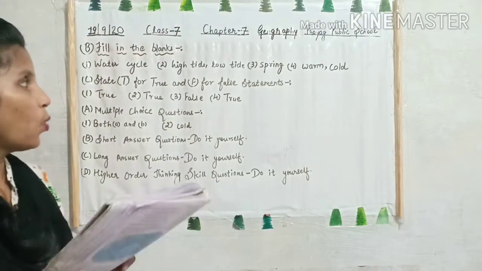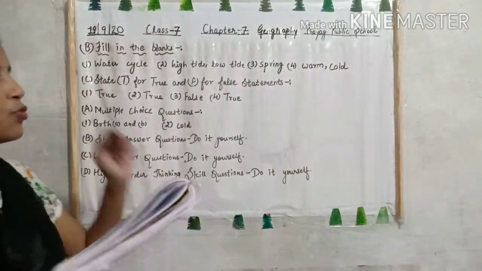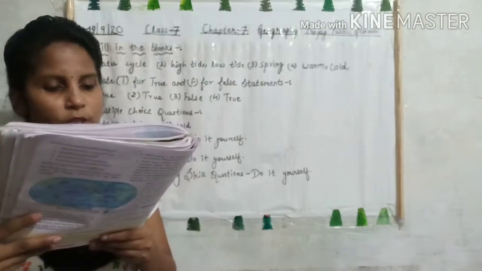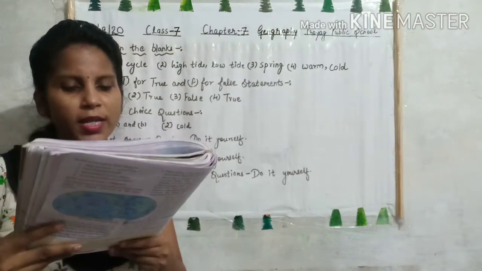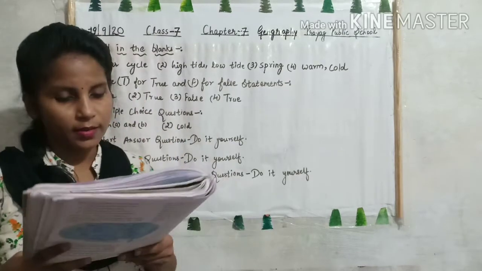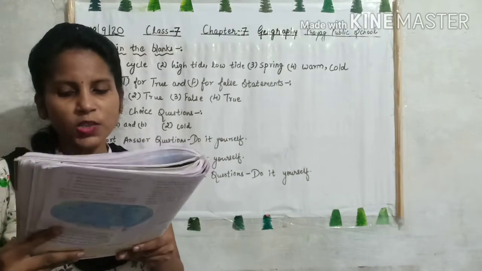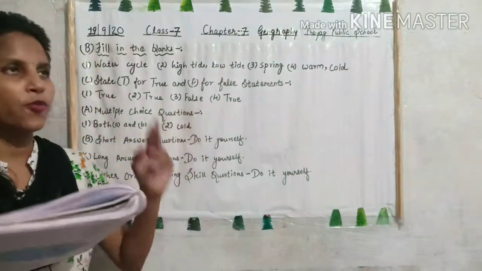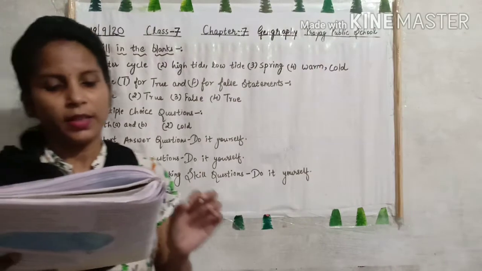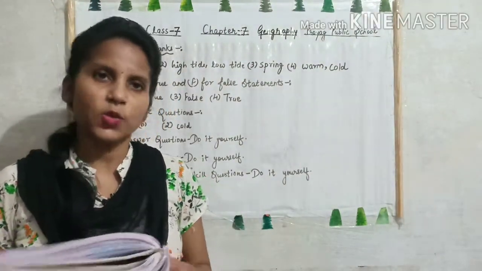First one, water cycle is a continuous process. The right answer is true. Second, tsunami is caused by earthquake and volcanic eruptions. The right answer is true. Then third, the tides are highest in its first and last quarters. The answer is false. Right answer is the tides are lowest in its first and last quarters.